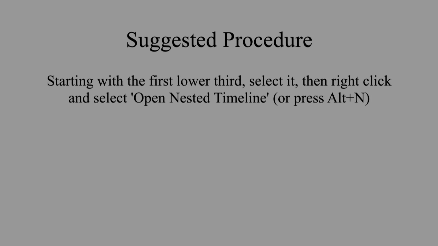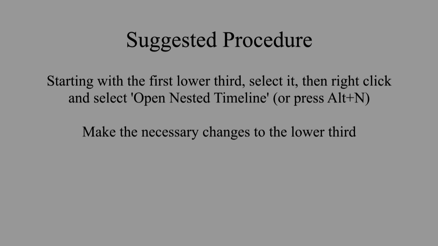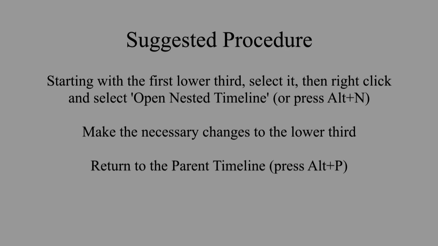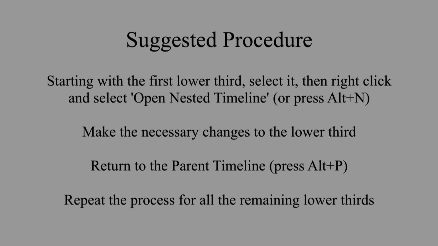Right-click on the first lower third and select Open Nested Timeline. Make any necessary changes to the lower third. An obvious change would be the text description. I'll cover any other changes that may be required during the tutorial. Return to the parent timeline, that's your main project, using the icon on the timeline toolbar, or press Alt-P. Finally, repeat the process for all the remaining lower thirds.